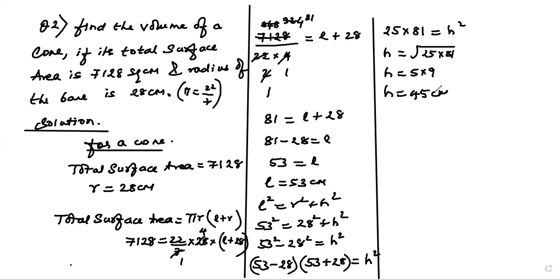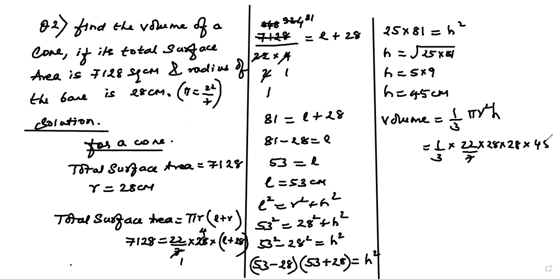I'm so sorry, children. Now I think I can find my volume. Volume equals 1/3 pi r square h. Now you know all the values: 1 upon 3 into 22 upon 7 into 28 into 28. r is 28 and h is also 45, we know. Now you can see here 7 one time, 7 four times, 3 one time, 3 fifteen times.